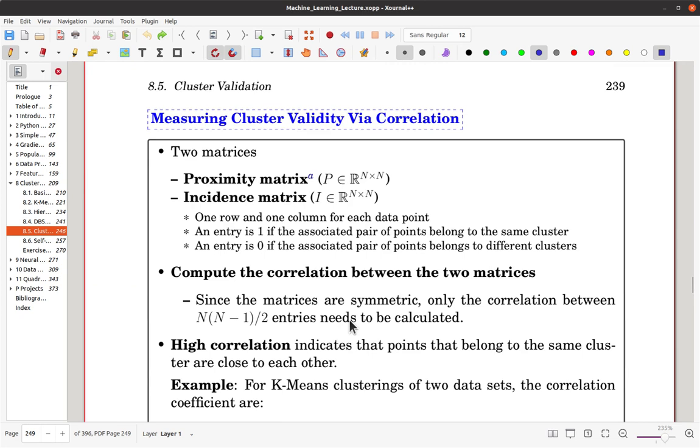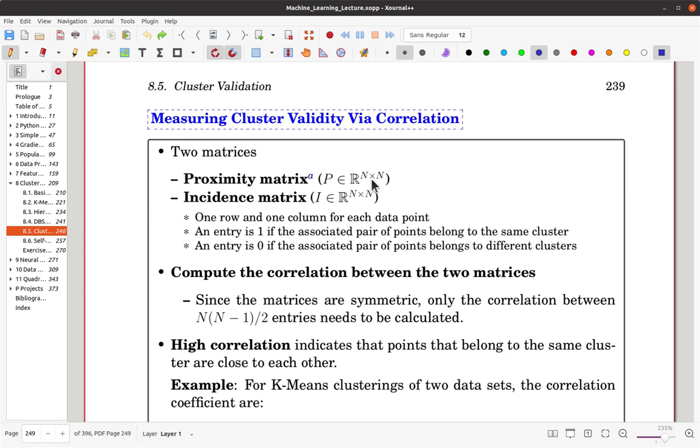Okay, here we want to measure cluster validity via correlation. And so we need two matrices. One is a proximity matrix, P, and the other one is an incidence matrix, I. Here, proximity matrix means that point by point, you measure similarity or dissimilarity, so that the matrix must be capital M by capital N, where capital N is the number of points.